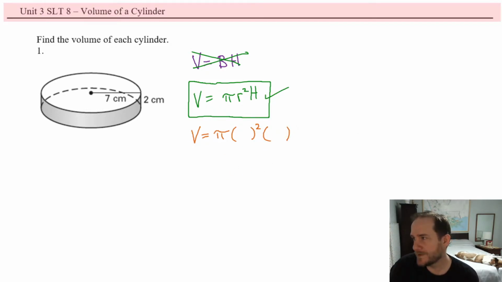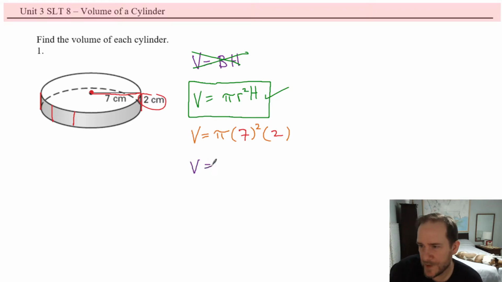So looking at the cylinder they've given us, the radius is this dimension here, the 7, so you plug that in. And the height of a cylinder is this dimension here, the distance between the two circular bases. So that's that 2. Plug in 2. And then do your math.